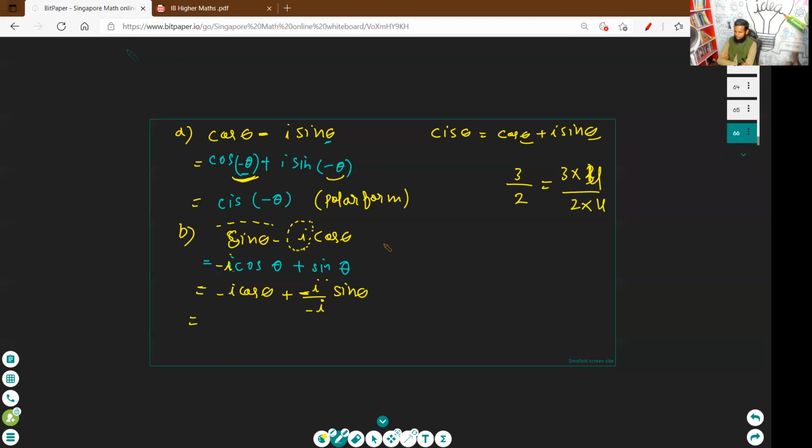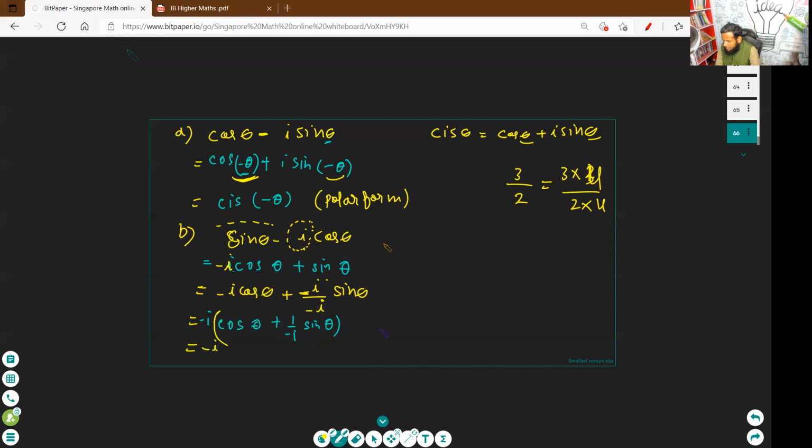So now this one is gone, right? We are only left with cosine theta. Take minus iota common outside the bracket. Minus iota. Okay, good. This will be the opposite, 1 upon minus iota, sine theta. Now this is minus iota.